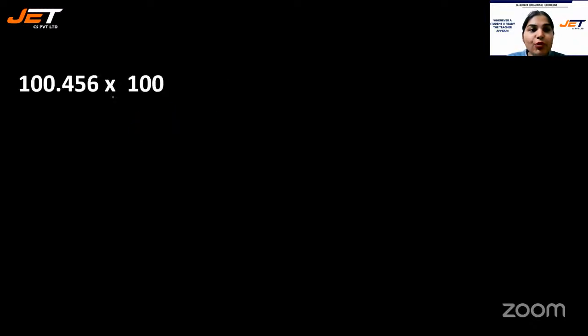Again, it's times 100. What to do when it's times 100? As it is times 100, just shift the decimal two places to the right because there are two zeros in 100. So I've shifted the decimal two places to the right. Now 100.456 times 100. Do this.